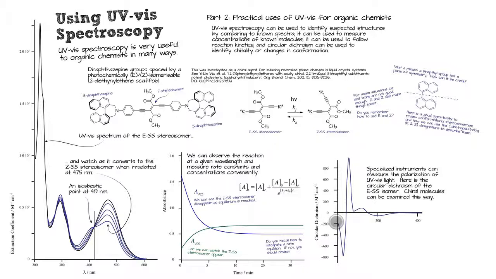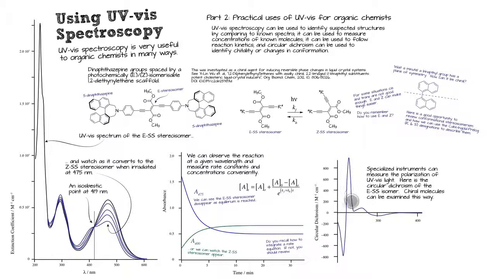So here we have left circularly polarized light absorbs more, but as we cross the absorbance band, we've come to a region where right circularly polarized light absorbs more. Wherever there's an absorbance band, there'll be these structures in circular dichroism spectroscopy. So it's a highly specialized instrument, but you can actually see the chirality of a molecule.